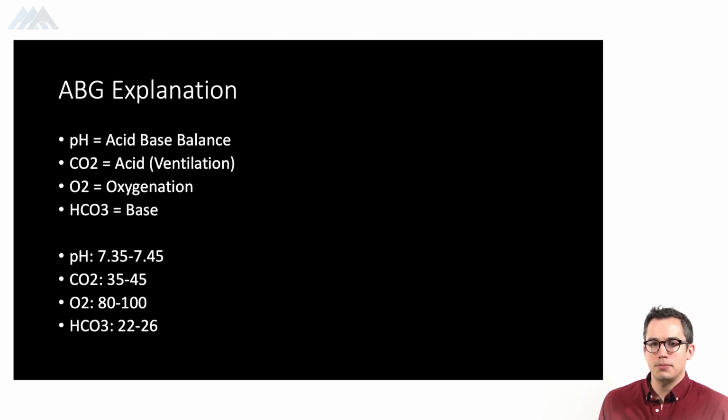First, let's talk about pH. pH is going to be representative of our acid-base balance. Normal pH, 7.35 to 7.45. The more acidic our patient is, the lower of a pH that they will have, and the more alkalotic our patient is, the higher that our pH will be.